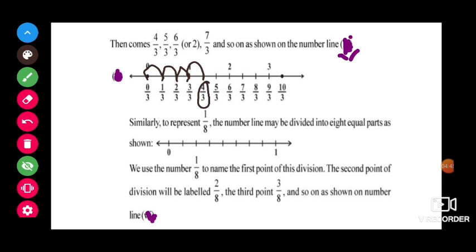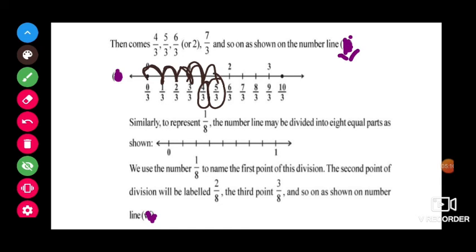Again from 0, how many parts do we have to consider? 5 parts. Not a unit, children. Each and every unit should be divided based on the denominator. Then we have to consider the parts. So 5 parts we have to take. If we take all 1, 2, 3, 4, 5 parts, this is our rational number 5 by 3.